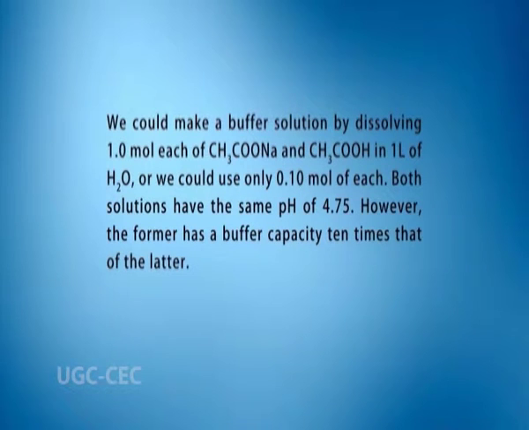We could make a buffer solution by dissolving 1 mole each of sodium acetate and acetic acid in 1 liter of water, or we could use only 0.10 mole of each. Both solutions have the same pH of 4.75. However, the former has a buffer capacity 10 times that of the latter.